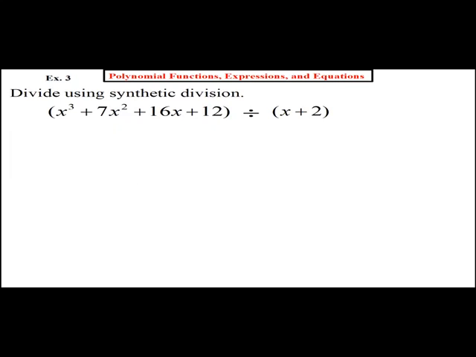We're now in example 3, so write this down. Example 3, divide using synthetic division. It reads x cubed plus 7x squared plus 16x plus 12. X cubed plus 7x squared plus 16x plus 12. All right, copy that. I'm going to go over it. Just copy it, because synthetic is quite a bit different from what we've been doing with long division. But it's fairly simple once you get the process going.